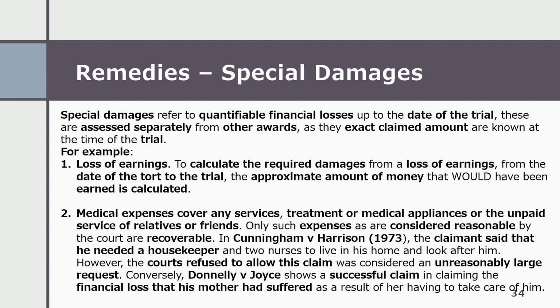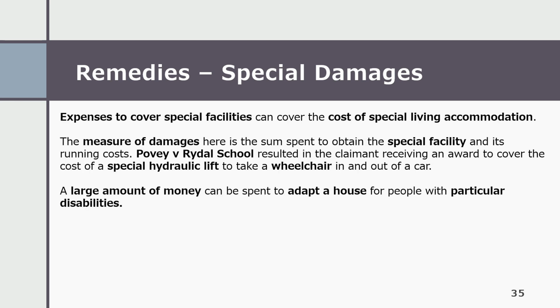So in Cunningham v. Harrison, the claimant said that he needed a housekeeper and 2 nurses to live in his home and look after him. However, the courts refused to allow this claim as it was considered an unreasonably large request. Conversely, Donnelly v. Joyce shows a successful claim for the financial loss that his mother has suffered as a result of her having to take care of him.